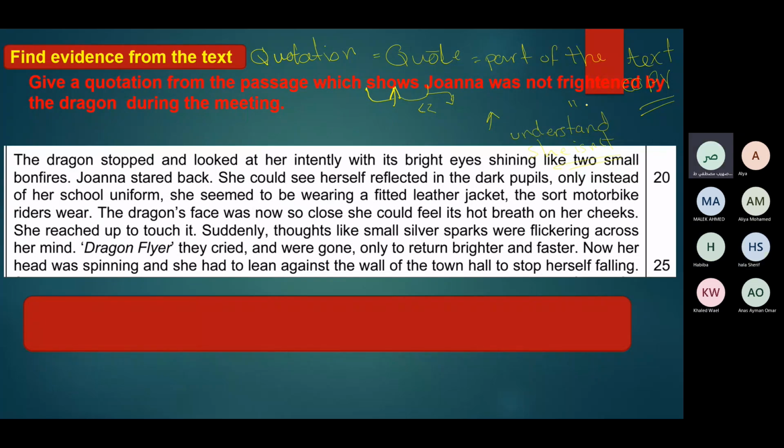Okay, Hala, start. She reached up to touch it. Excellent. She reached up to touch it. This is one quotation. So your answer will be only like this: she reached up to touch it. There is still another quotation we can write.